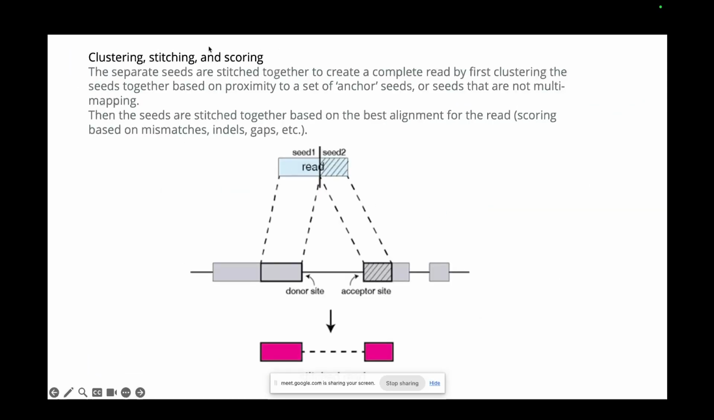So then when it is done, the separate seeds are stitched together. The seeds are basically a part of the sequence that you're trying to align. So seed 1 and seed 2, these are the two seeds, and they are stitched together to create a complete read by first clustering the seeds together based on the proximity or to a set of anchor seeds, or seeds that are not multi-mapping. Then the seeds are stitched together based on the best alignment for the read, which is basically using a scoring matrix based on mismatches, indels, gaps, etc. Similar kind of algorithm that we use for genomic data alignment as well.